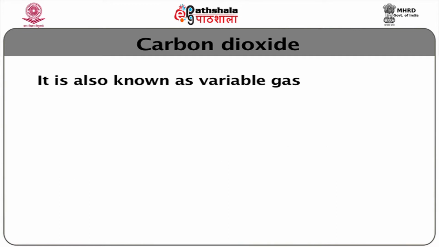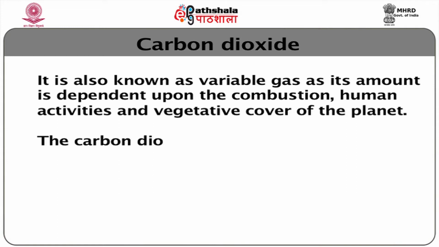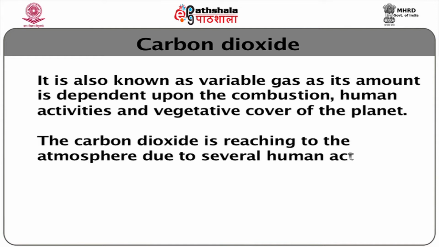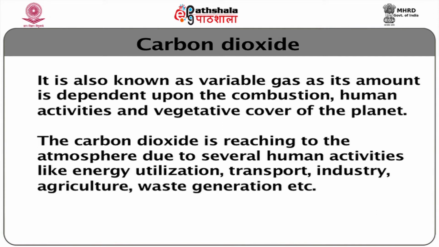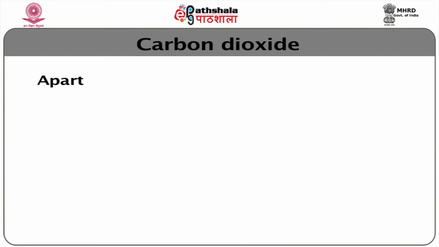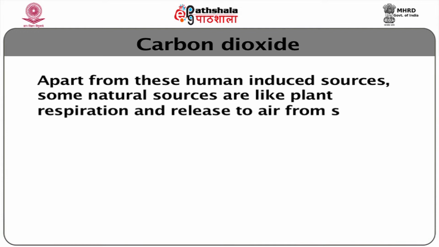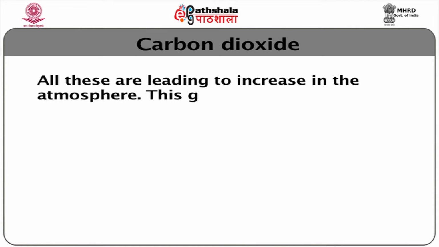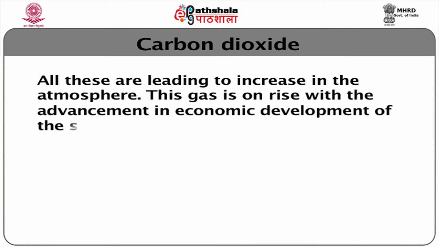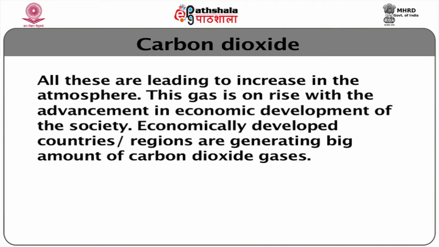It is also known as a variable gas, as its amount is dependent upon combustion, human activities and vegetative cover of the planet. Carbon dioxide is reaching the atmosphere due to several human activities like energy utilization, transport, industry, agriculture, waste generation, etc. Apart from these human induced sources, some natural sources are plant respiration and release of carbon from stored carbon in rock through the natural process of denudation. All these are leading to an increase in the atmosphere. This gas is on the rise with the advancement of economic development of the society. Economically developed countries and regions are generating big amounts of carbon dioxide.